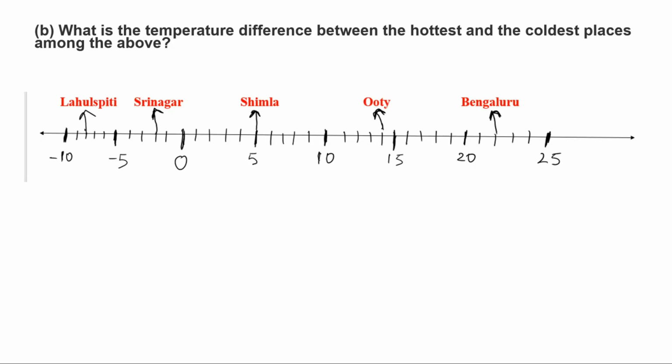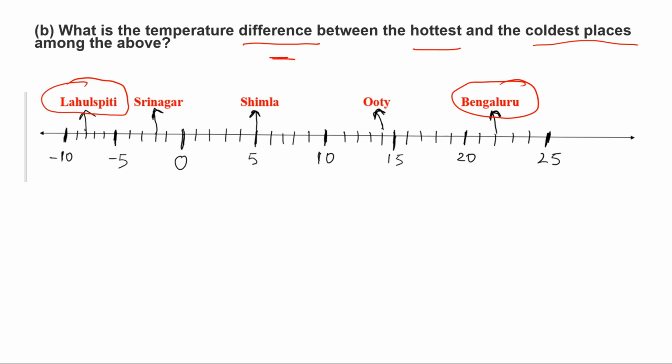Now moving on to the next part of this question. What is the temperature difference between the hottest and the coldest places among the above? So now they are referring to the number line which is given in the textbook above, but I have drawn it here. So we're going to refer to this number line and we have to find the difference. Difference means subtraction, minus, okay? And the hottest place and the coldest place. So hottest would be Bengaluru because this is to the right, extreme right, and the coldest would be Lahul Spiti.